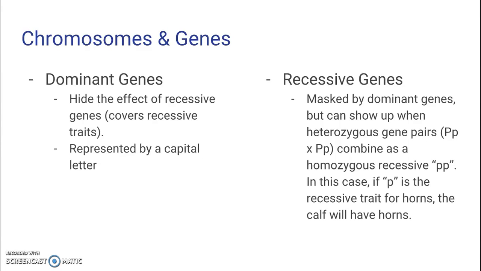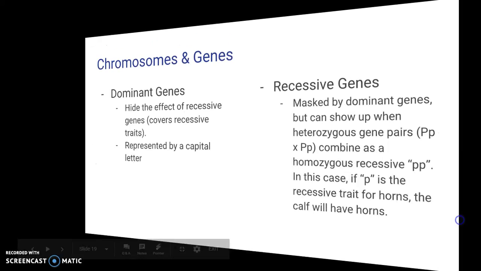All right, so if we look at the example that I have here, in this case, capital P and little p. Capital P represents a polled animal, little p represents a horned animal. So if you cross two heterozygous pairs, then both of these parents are polled. They don't have horns. But if you get a baby that gets both recessive genes, a recessive gene from mom and a recessive gene from dad, then all of a sudden you have a horned animal, if that makes sense.